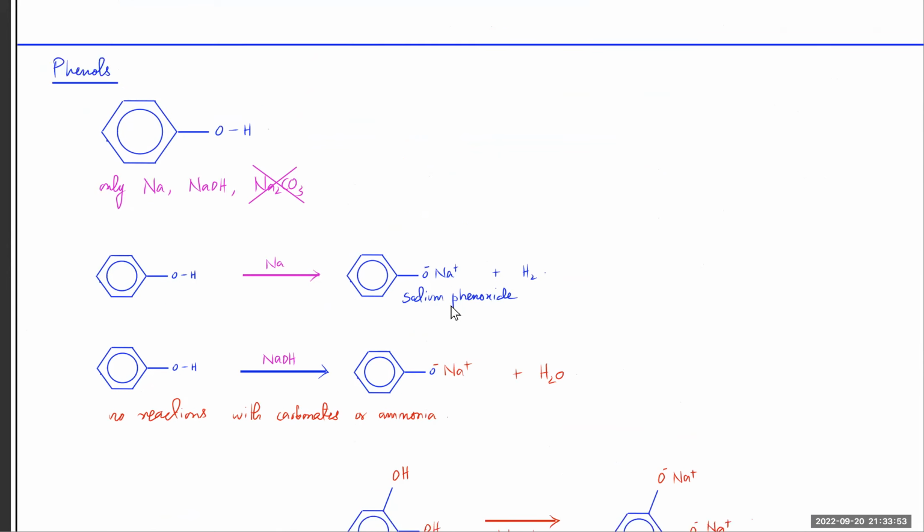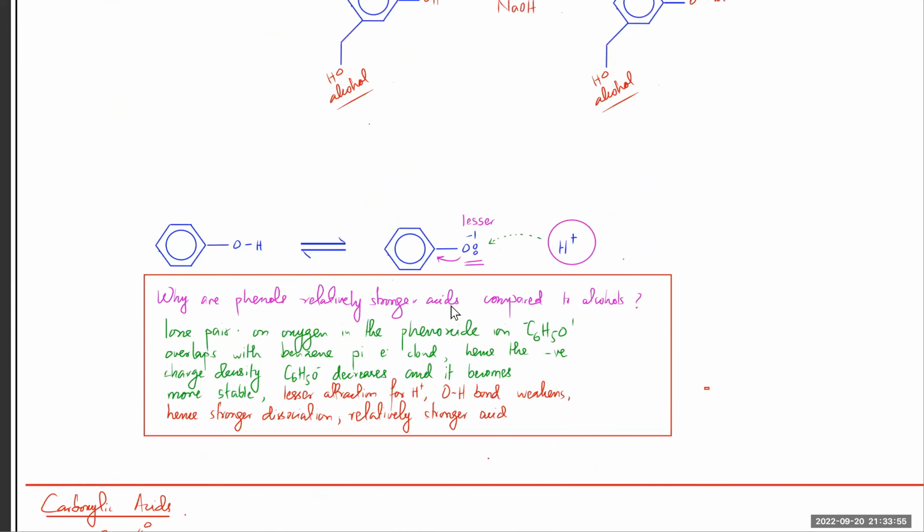And we also explained why phenols were stronger. Why were they stronger acids? Because when the H leaves, the negative charge over here mixes with the electron cloud in benzene. So the negative charge is kind of smaller or weaker, so there's less attraction between the two. The bond is weaker, so there's more chance of ionization happening. That's the explanation for why phenols are relatively stronger acids.